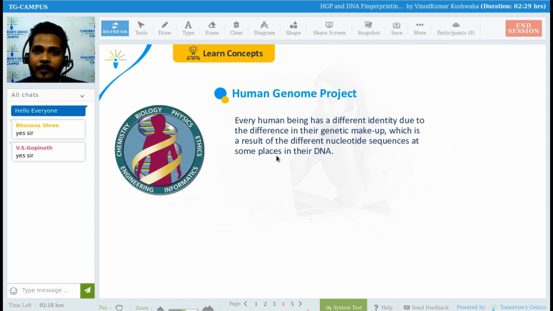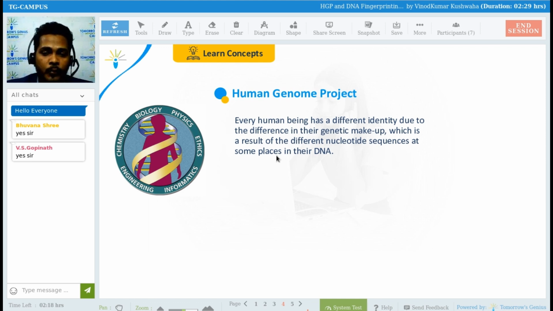No two individuals are similar. But when I say no two individuals are similar, that means except monozygotic twins, because monozygotic twins are genetically identical. So this is the exception. Okay, so each organism is different from one another, right?